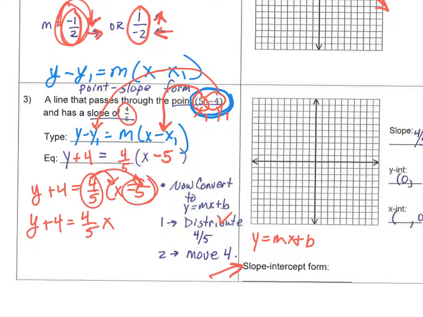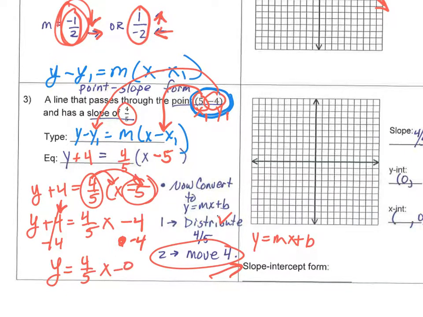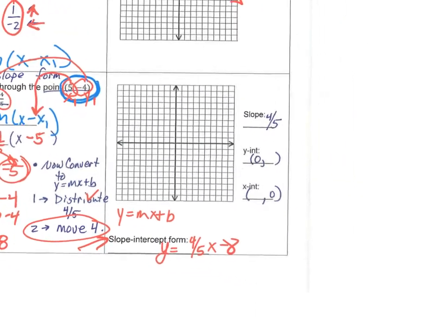And 4/5 times negative 5 is going to be minus 4. And then the second thing I'm going to do is move the 4. I'm moving this 4 here because I'm trying to isolate the variable. And so I get y equals 4/5 x minus 8. And so now I've written it in slope-intercept form: y equals 4/5 x minus 8, which is a little challenging.